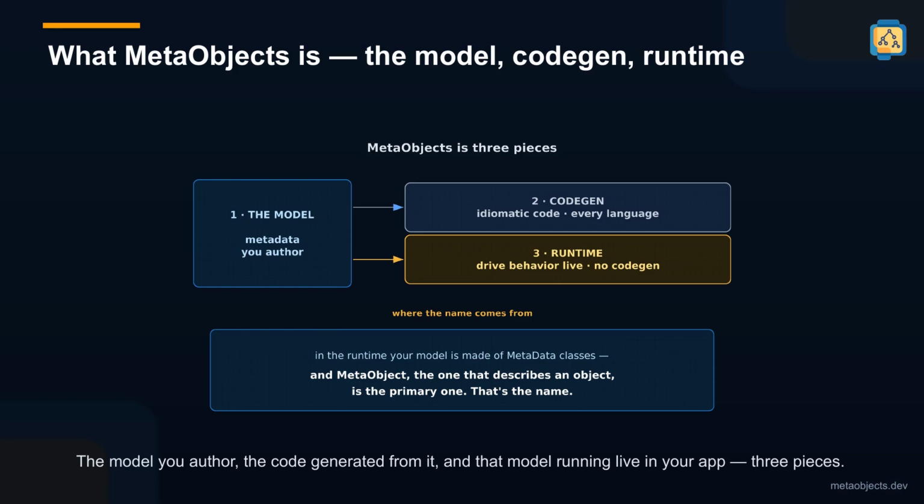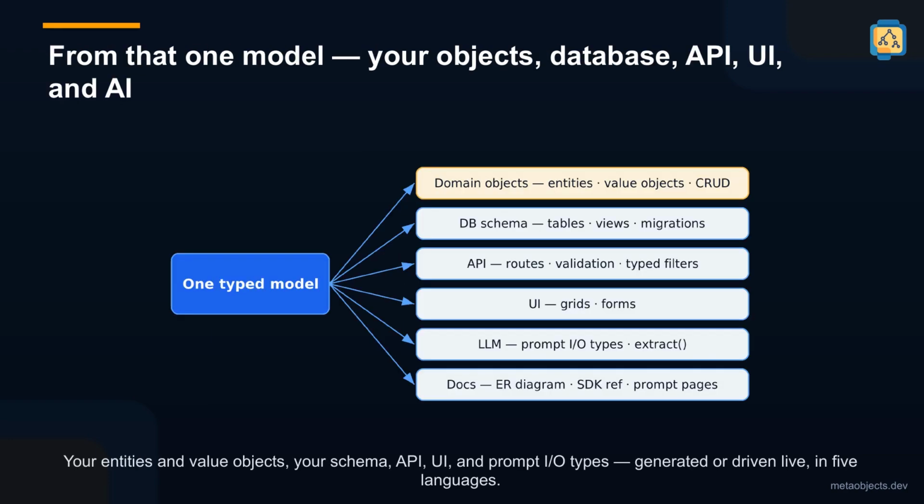And the name? In the runtime, your metadata is made of metadata classes. And MetaObject, the one that describes an object, is the primary one. That's where the name comes from. And this isn't abstract. From that one model, you get real artifacts. Your domain objects, your database schema, your API with validation and filters, your UI forms and grids, the typed I/O for your prompts, the core of every layer, in 5 languages.